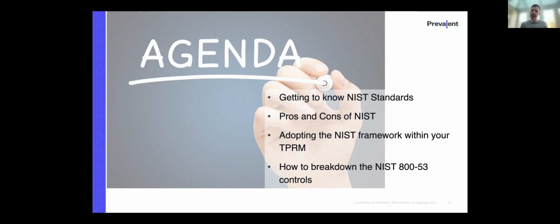We'll then shift gear and look at how you can adopt the NIST framework and put a few of the standards to help, whether it's building the framework for the first time, your TPRM, or enhancing and adapting it for those who already have an existing program in place. And then we'll spend a bit of time breaking down specifically the NIST 853 controls and understanding how we can start to piece together what controls best fit our programs and how we can use that alongside managing and understanding our third parties.